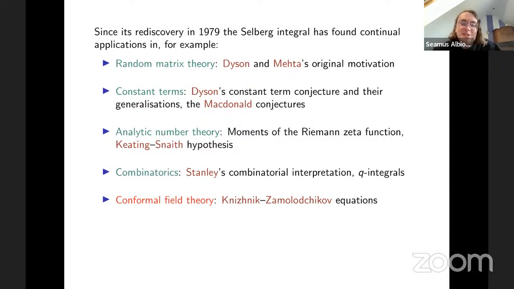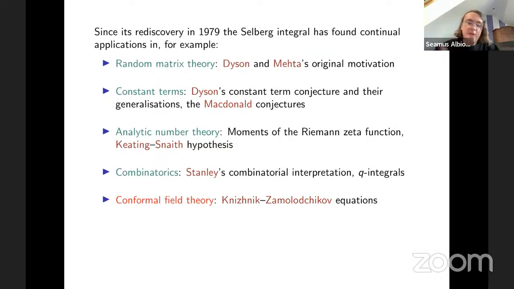So the Selberg integral, after this rediscovery, has appeared almost constantly since 1980, so in the last 45 years or so. So it starts out in random matrix theory with Dyson and Mehta's original motivation. So this was to do with, it's related to constant terms.